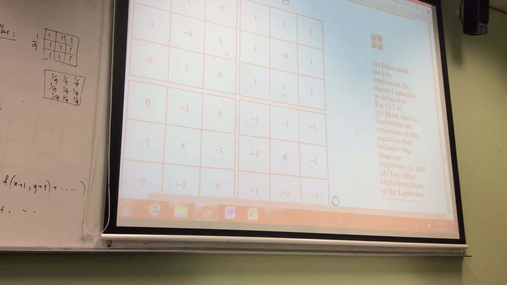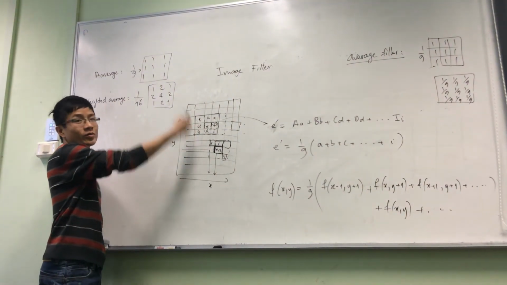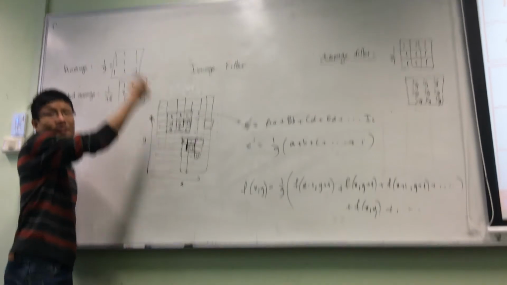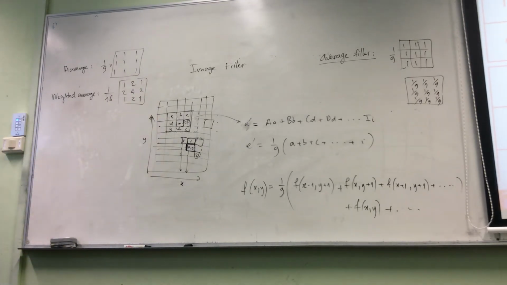So what they might ask you in the question is to apply this to the image. So you need to do an operation like that. So that pixel corresponds to the first constant, next one, one by one. We have to do that in this example.